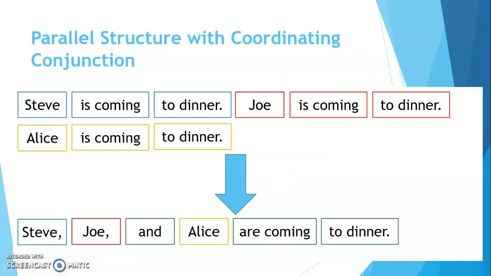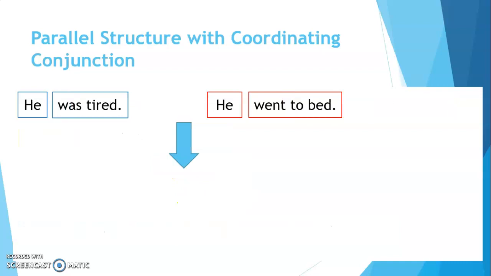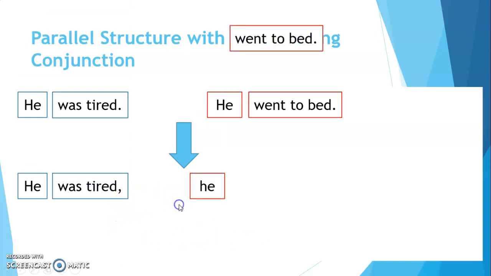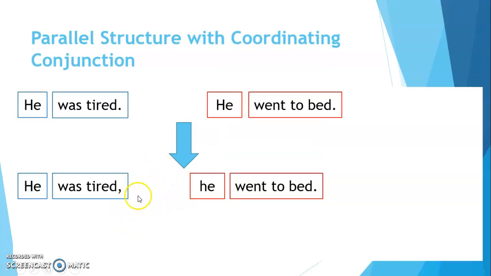Okay, let's see another example. He was tired. He went to bed. Which coordinating conjunction can we use? Let's see here. He was tired, comma, he went to bed. So, what is the missing part here? Is it and, but, or, so, yet? We will use so. He was tired, so he went to bed. These 2 sentences have a cause and effect relationship. So we'll use so here.